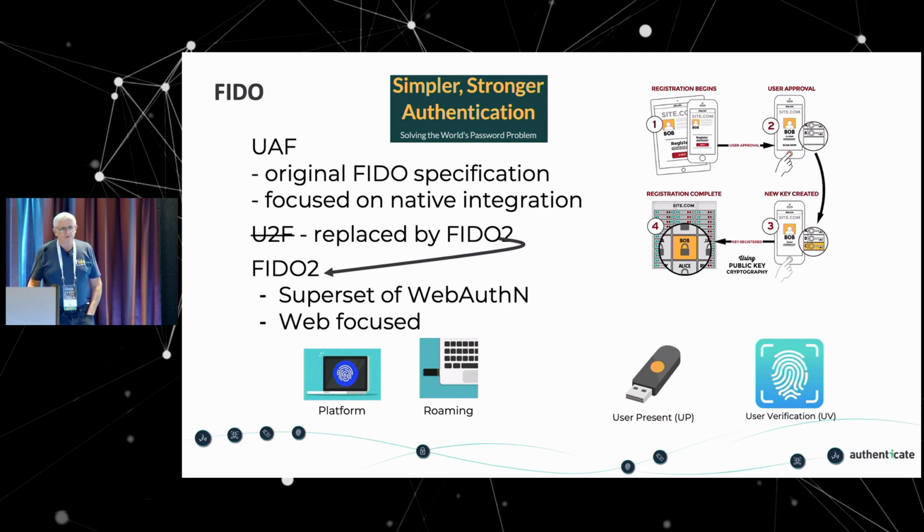And you'll hear terms like platform authenticator and roaming authenticator. Platform means it's built in, roaming means it can move from one device to another. And then you'll hear user presence and user verification, where user presence says, hey, there's somebody at the keyboard, and user verification says, yeah, we know who's at the keyboard. So slightly different when you're thinking about risk decisions for authenticated payments.